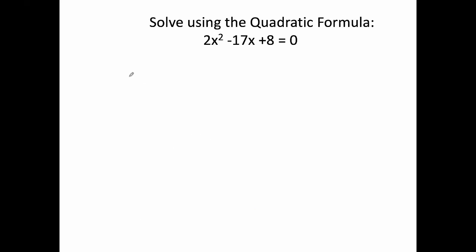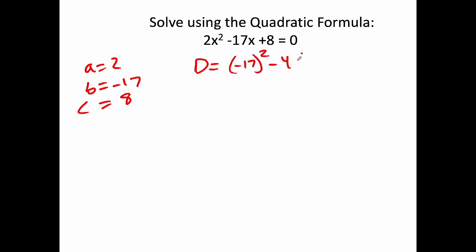Next one. We're already in standard form. Identify A is 2, B is negative 17, and C is 8. Plug it in. I like to solve for the discriminant first, which is negative 17 squared minus 4 times 2 times 8. Oh dear, negative 17 squared. I don't even know what that is. Grab your calculator. I got 289.